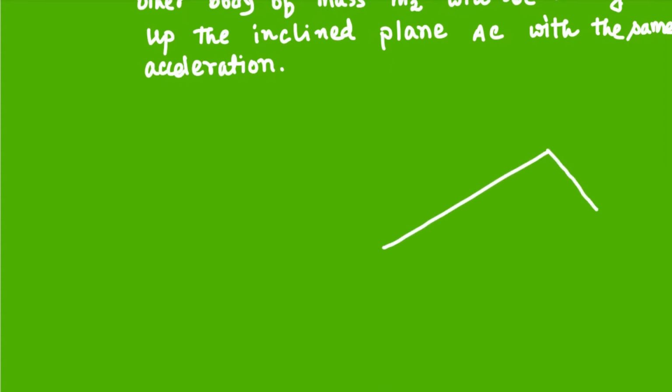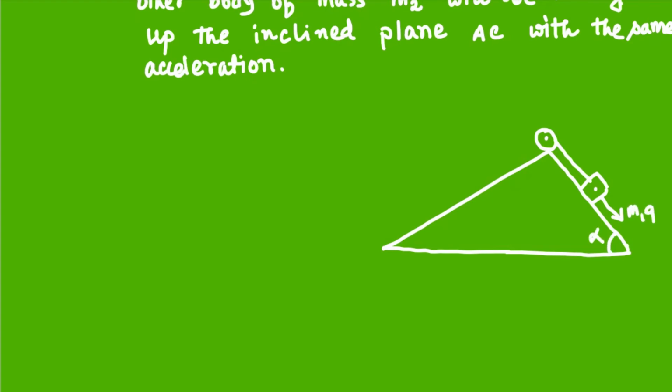Now, if we draw the diagram again to explain the motion of the body of mass M1, which will be moving down the inclined plane AB. So these are the two inclined planes AB and AC. A pulley is set at the highest point, and a body is tied to one end of a string, and this body of mass M1 is placed on the inclined plane AB.